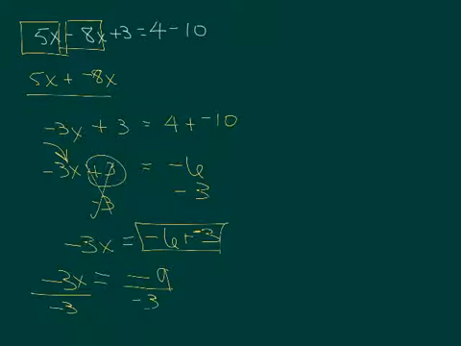Divide by negative 3. Those go away, and we have x equals negative 9 over negative 3. Now 3 goes into 9 3 times, and because I have two negatives, it's a positive 3. So x equals just 3. Okay, so that's it for the lecture on 3.3.